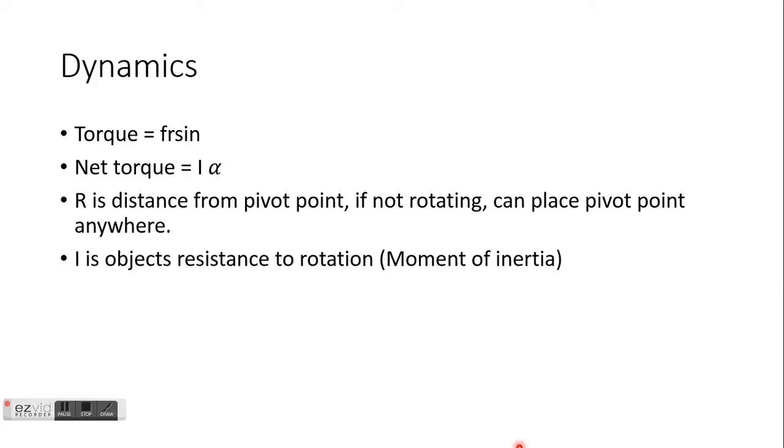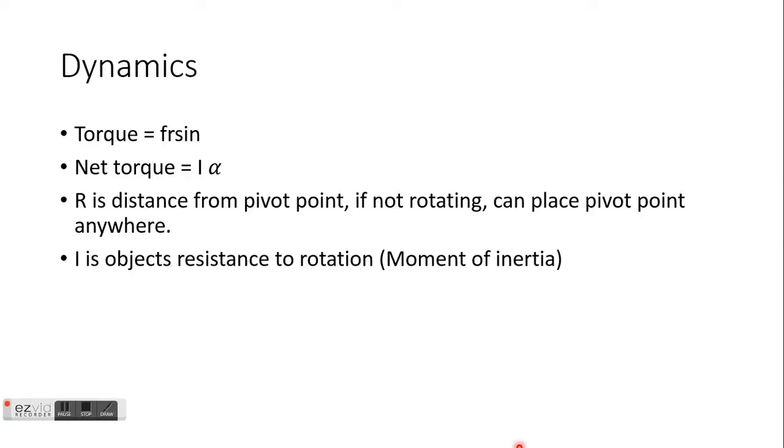So r is distance from the pivot point, and if it's not rotating, you can place a pivot point anywhere because there's no net torque. And so that's used in some problems where you don't know all the forces, like a block might be strapped to a wall or something, and you don't know the normal force, you don't know the torque that's generating, but by placing a pivot point where it's connected, you can just cross it out because there's no radius, there's no distance from the pivot point, or the degree between the two is 180 or 0, and that would also cancel it out.